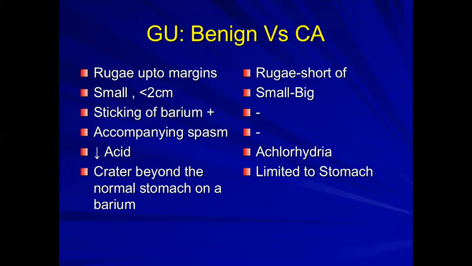If you are doing barium studies, there is sticking of the barium on the ulcer. There is usually accompanying spasm, and most of the time it occurs due to decreased acid. The crater is beyond the normal stomach outline on a barium study. So these are the features of benign ulcers. In malignant ulcers, the rugae are short, and sometimes they are small, sometimes big. Usually they are associated with conditions like achlorhydria, in the absence of acid, and it's limited to the stomach.